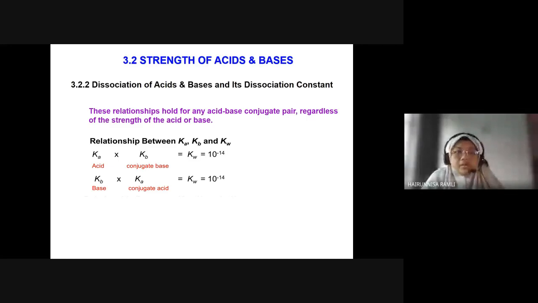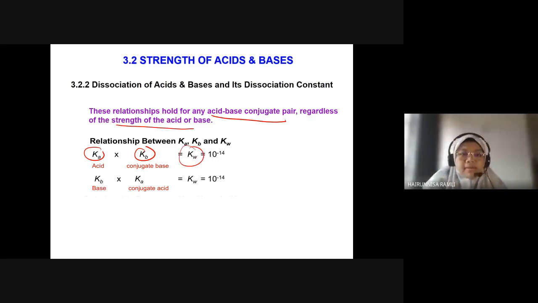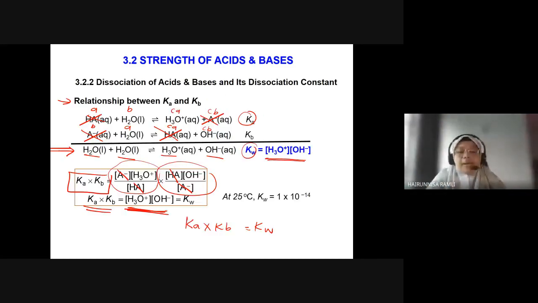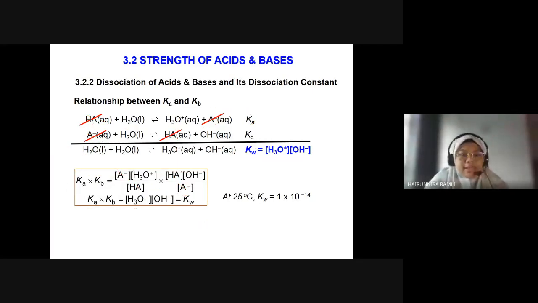So this relationship holds for any acid-base conjugate pair regardless of the strength of the acid or base. So for Ka and Kb, you cannot simply take Ka for acetic acid and Kb for an amine, multiply them and get Kw. No, it cannot be like that. It must be a conjugate, there must be a pair. Remember, the pair is because you want to cancel. Let me show. Because you can cancel this, this, and this. If suddenly your Ka is for acetic acid and the Kb is for ammonia, how can you cancel? You will not get this equation.